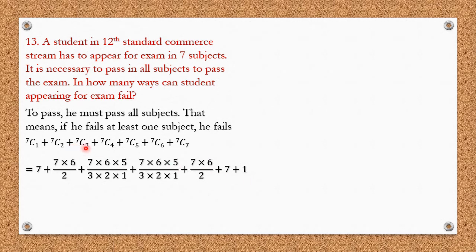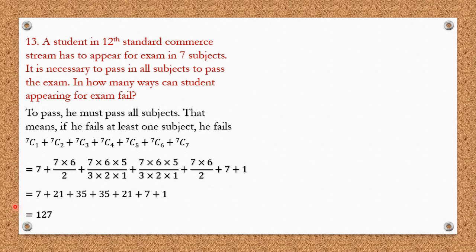You can refer to my video number 3 for checking out why I am doing this. 7C3 will be 7C(7 minus 3), which is 7 minus 3 is 4, so 7C4. So these two values will be equal, these two values will be equal, these two values will be equal, and 7C0 and 7C7 will be equal. So this way we get similar values. This is possible only in combination. So let's simplify the values on the screen here. 7 plus 21, 35, 35, 21, 7, 1. And when you add them up, you get 127. So there are 127 ways in which a student can fail.